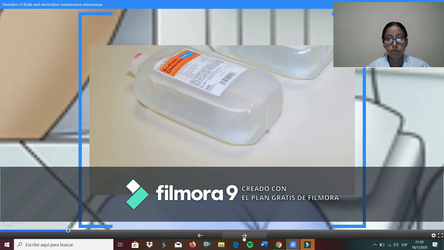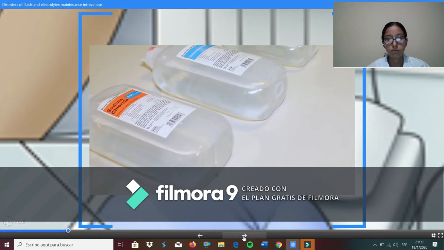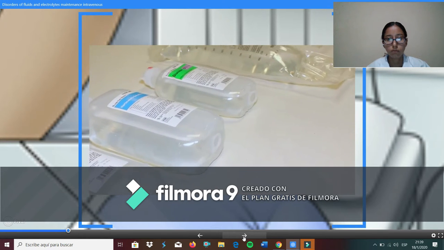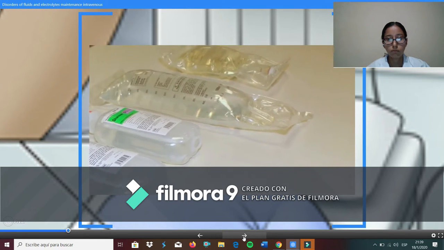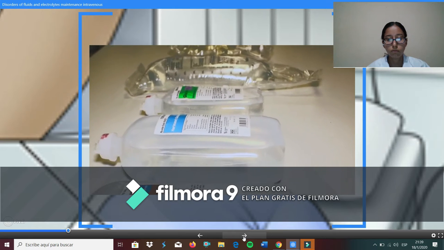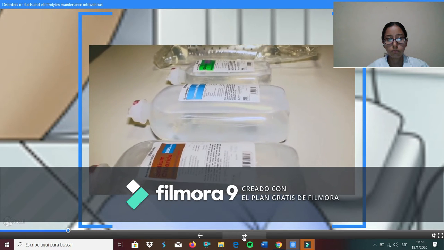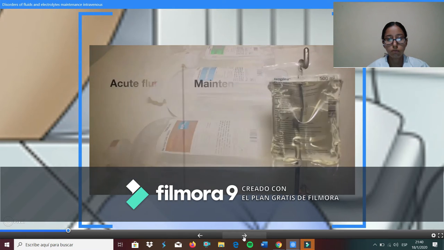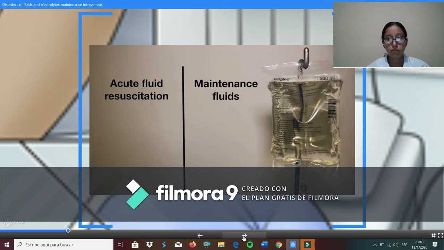This video gives a brief introduction to the various types of fluid available and explains how fluids are administered. It is intended to help you understand how to select appropriate fluids and the practicalities of fluid delivery. Broadly speaking, fluid administration falls into two main categories: acute fluid resuscitation and maintenance fluids.